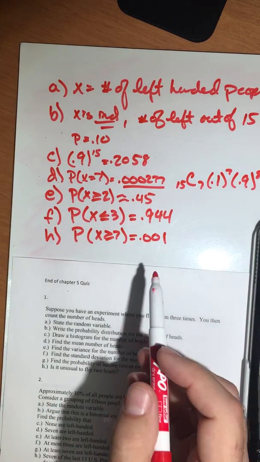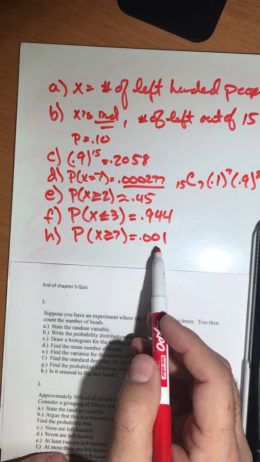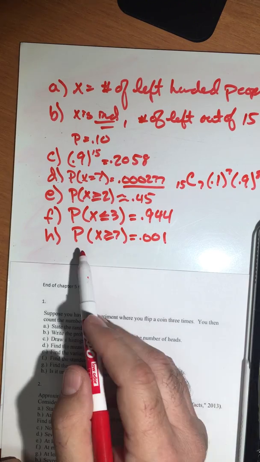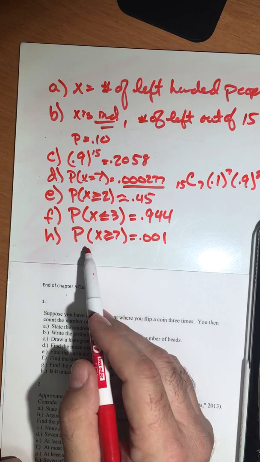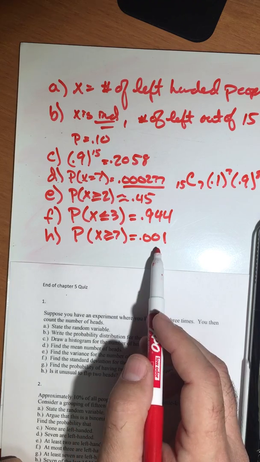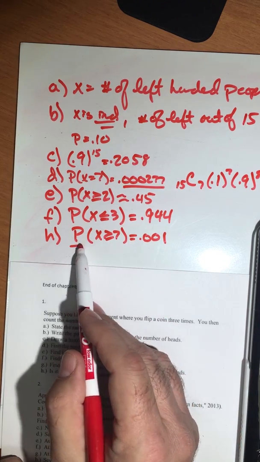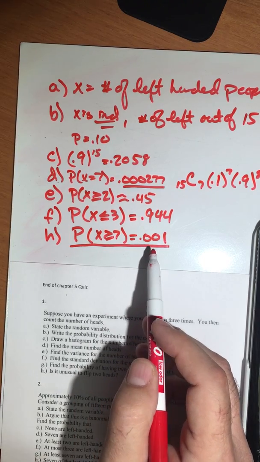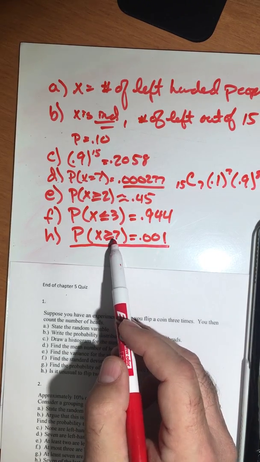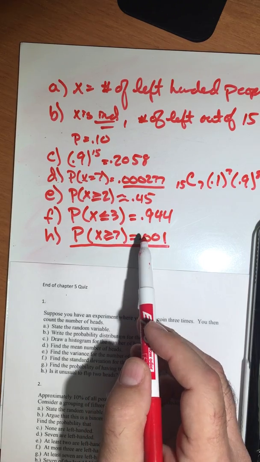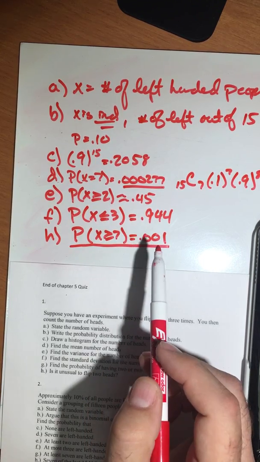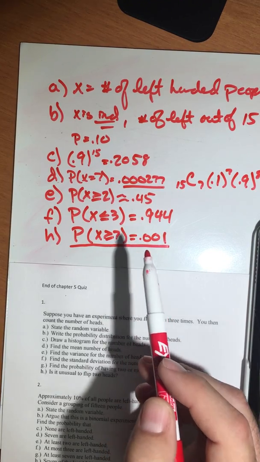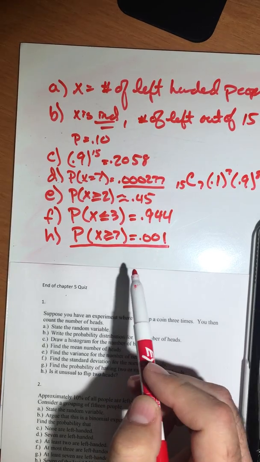So what does that tell us? Well, maybe there's something about left-handed people that makes them more appealing to the population at large. Maybe left-handed people tend to go into politics more often than right-handed people. There's all sorts of interesting things that we might conclude about that, but it's all going to be supposition. What we know for sure is it's very unusual for us to have 7 or more left-handed people out of 15. So perhaps left-handedness and going into politics are somehow associated with each other.